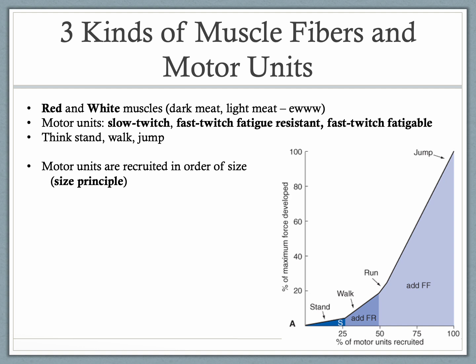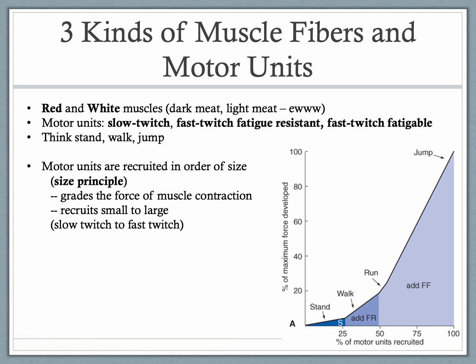Motor units are recruited in order of size. So we have the size principle. It grades the force of muscle contraction, recruiting small to large. There's slow twitch to fast twitch. So small, slow twitch; large, fast twitch. This is why our muscle movements are so smooth.